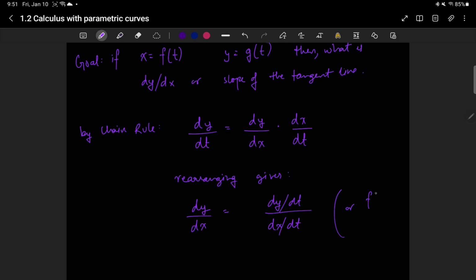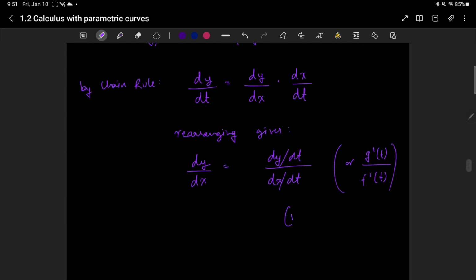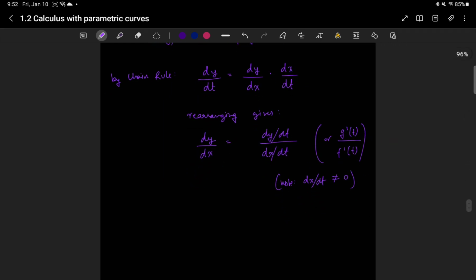Or you can think of it as f prime of t over, y was g, so g prime of t over f prime of t. Okay, so note, as long as this derivative does not equal 0, because otherwise we would have a division by 0. So there is a neat relation here to find dy over dx.